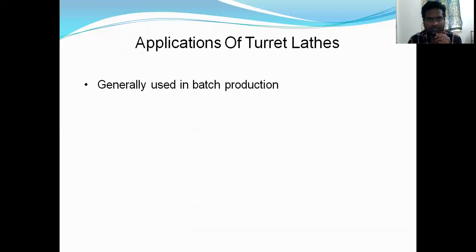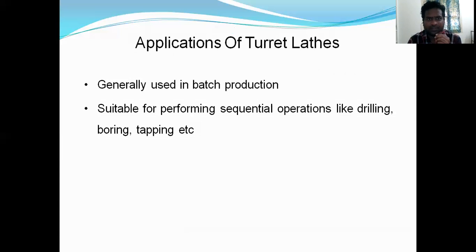Applications of turret lathes: generally used in batch production. Similar types of operations done on the workpiece is called batch production. So the turret lathes are suitable for batch production, and suitable for performing sequential operations like drilling, boring, tapping, etc. As I told in our discussions, in the turret lathe the tool magazine has 6 tools, so it is doing operations like drilling, boring, tapping, etc.